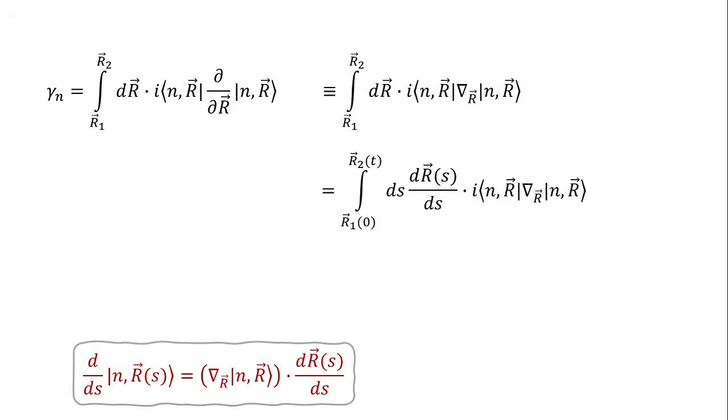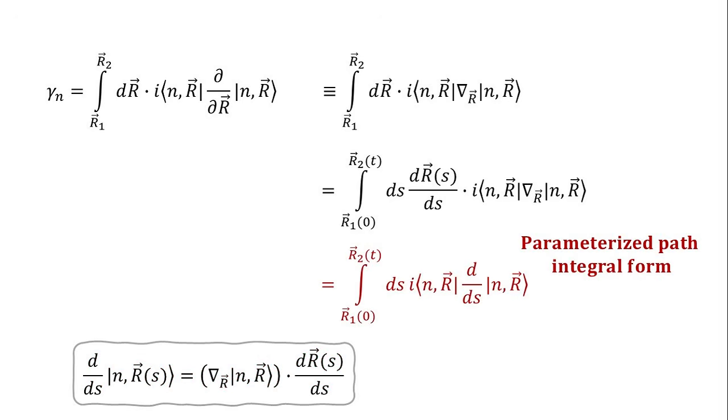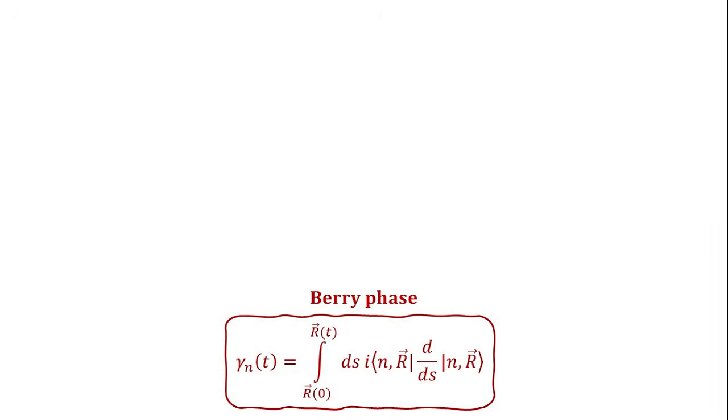Using the fact that the rate of change of the eigenstate |n⟩ along a parameterized path in parameter space is equal to the gradient of the eigenstate projected onto the tangent vector of the path, we can rewrite the Berry phase in the parameterized path integral form. By reparameterizing the path with s, the integral is now expressed in terms of the scalar variable s, rather than the vector parameter r. We will use this parameterized path integral form to prove that the Berry phase γ_n is purely real.